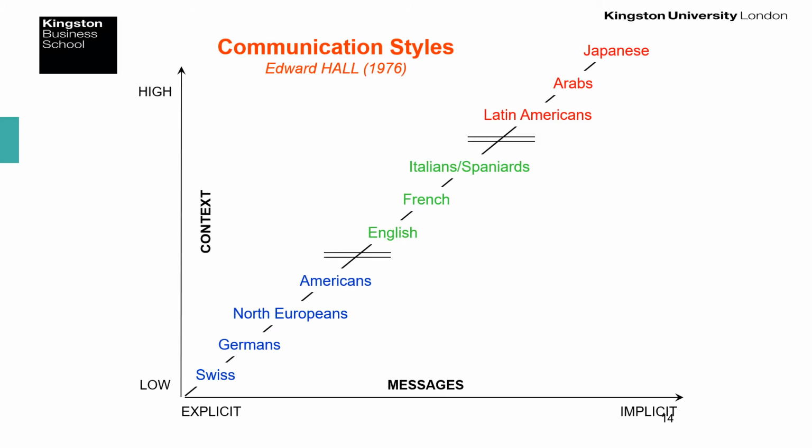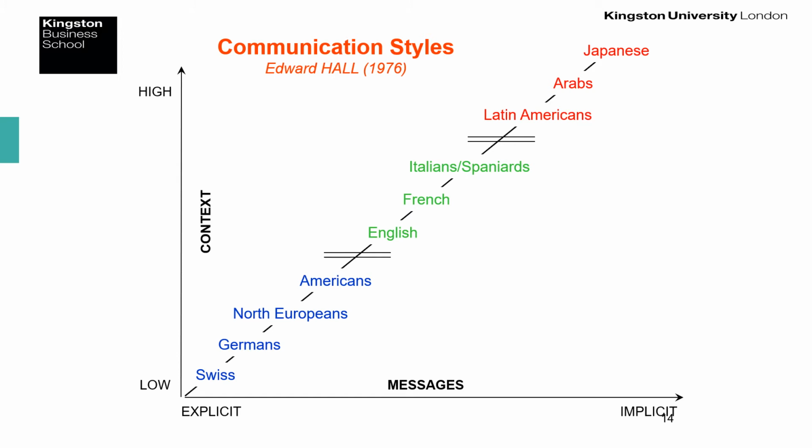Just sticking on the topic of communication styles, Edward Hall made an enormously important contribution to our understanding of interpersonal communication when he introduced the concept of high versus low context culture in terms of communication style. And he introduced this way back in the 1970s, but it's still widely used today, not just in marketing, but in human resource management, organizational behavior studies, and a whole host of other areas.